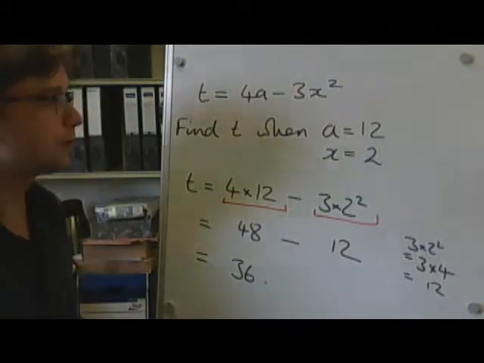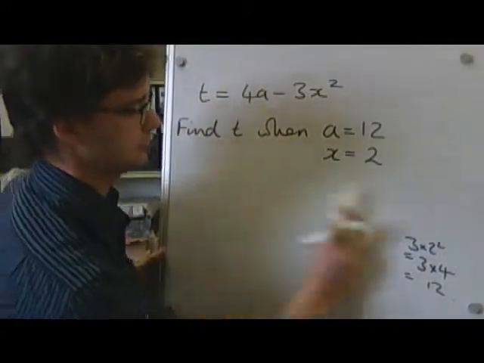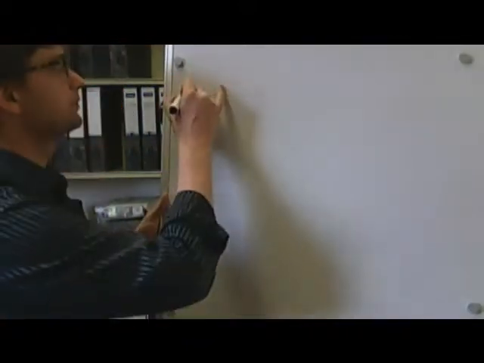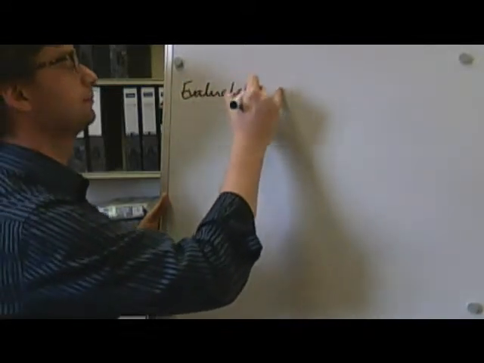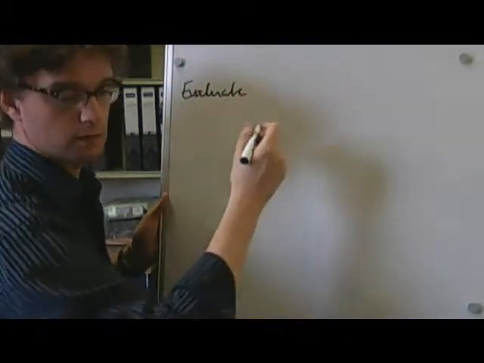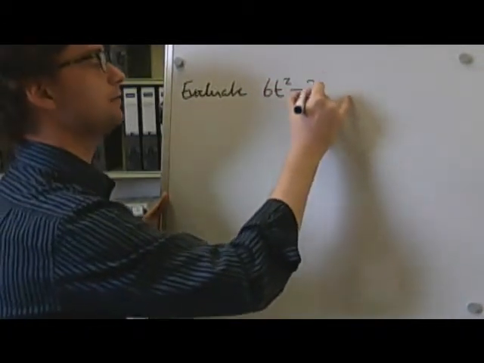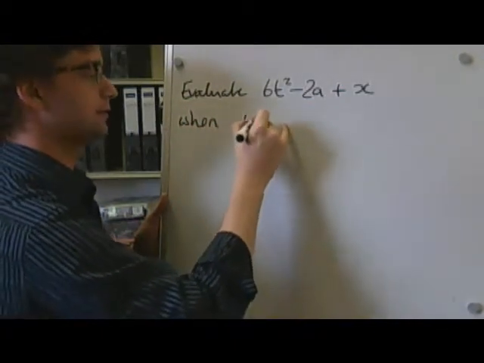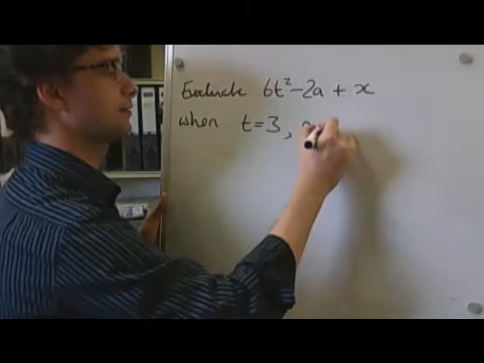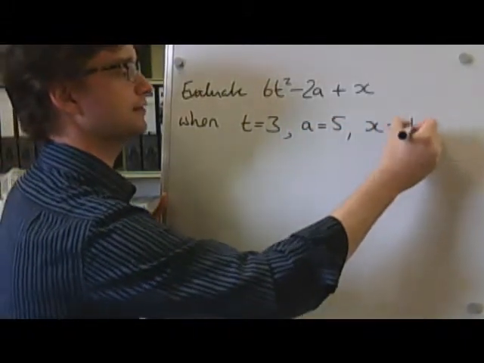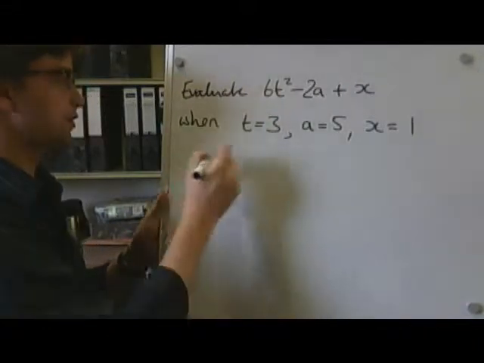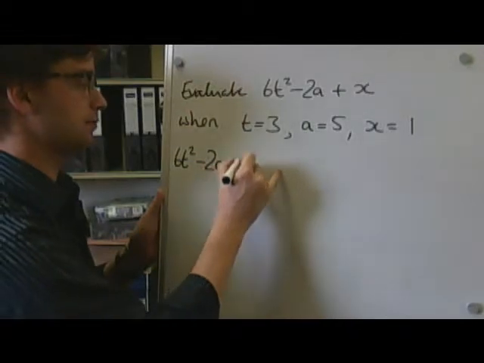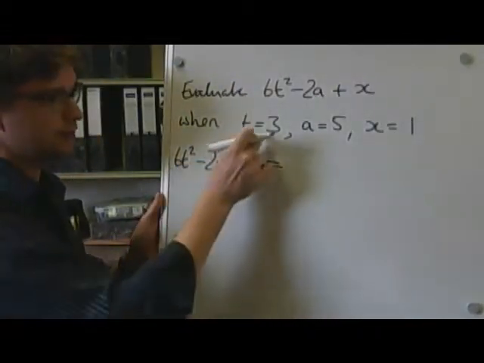Just to make sure, we'll do one more example. I'll take this out. So we could do something like evaluate, or find the value of, 6t squared minus 2a plus x when t equals 3, a equals 5, and x equals 1. And to do that, we're just going to put those values in. So we've got 6t squared minus 2a plus x. So we're going to take 6t squared and t equals 3.